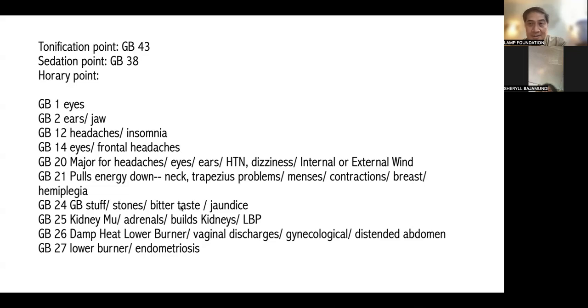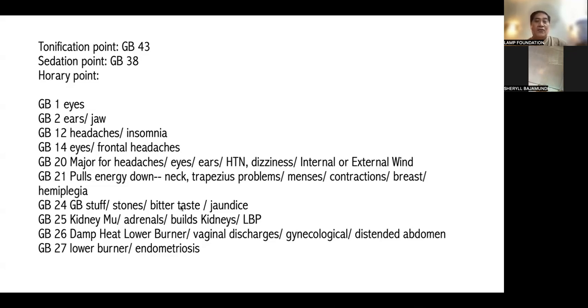trapezius problems, okay? And by the way, I hope you will be familiar with the trapezius muscles, sternocleidomastoid, and all those muscles there, the deltoid. So you have to start reviewing tonight, okay? Reading pala. Okay, answer all the assessment questions. Menses, contractions, breast issues, and also hemiplegia.